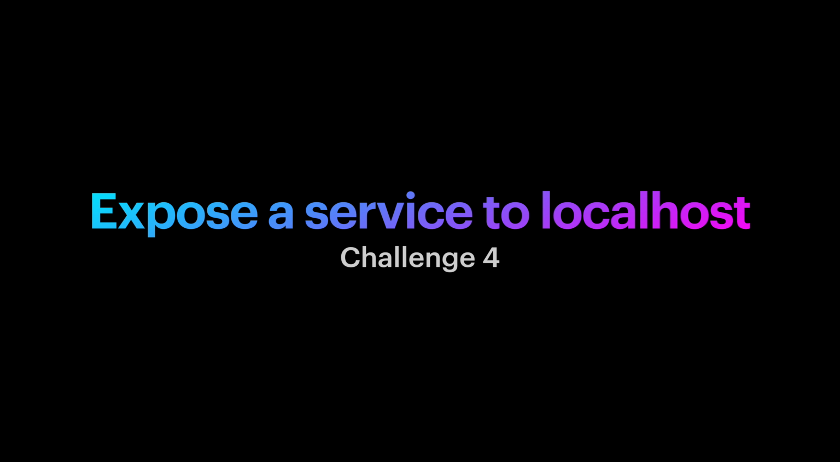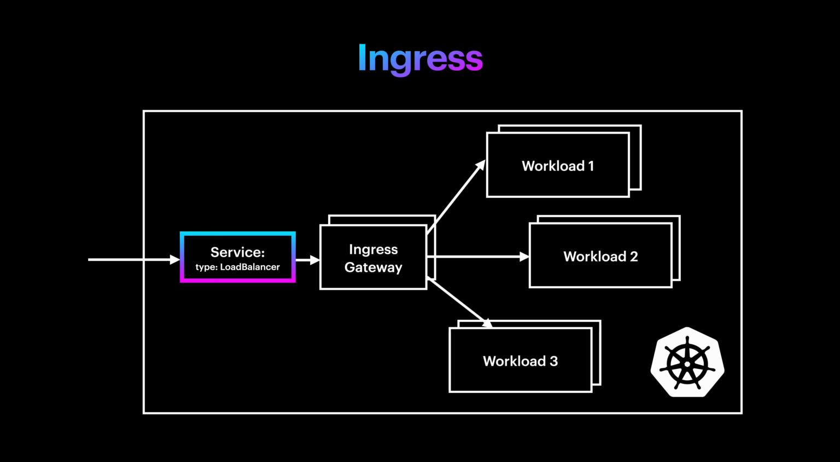Challenge number 4. Expose a service to localhost. In this challenge, we are going to look into how Kubernetes services behave on local Kubernetes clusters. Usually, there is per cluster at least one service of type LoadBalancer. This service is usually for some kind of ingress gateway that you have running in your cluster.